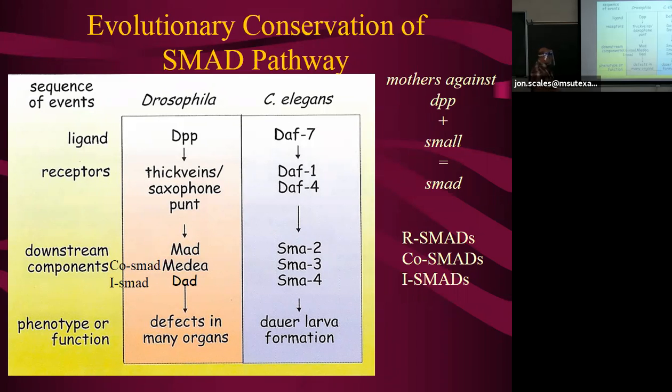So those worms are smaller than usual. So a bunch of the mutations were called small because the larvae were small, dauer larvae. Okay, and everybody thought they were working on their own thing until they started sequencing the genes and realized that the protein MAD and the proteins of small were basically the same protein, same amino acid sequence almost. So they combined it to create SMAD. Okay, mothers against decapentaplegic, MAD, small, SMAD, right? Everybody gets their complete name in the name, which is unusual.